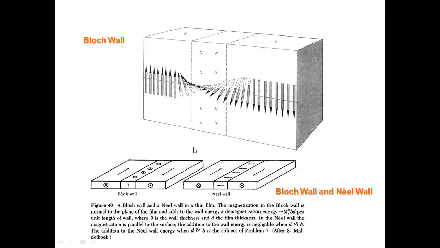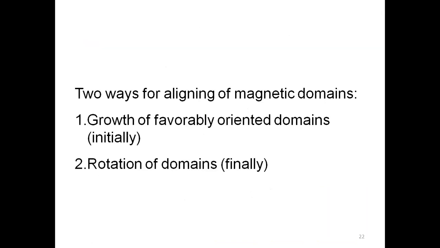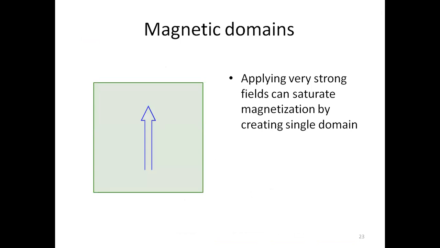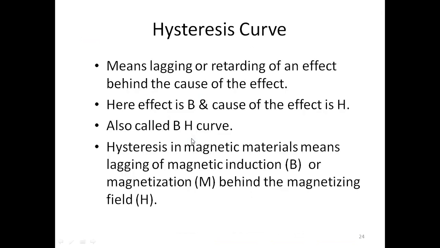Now, you can see this is a Bloch wall. This is a very high-level topic, you need not go for this. Now here we just say that a very strong field is applied to a ferromagnetic material. So you'll find only this particular single domain. This is called the saturation point.